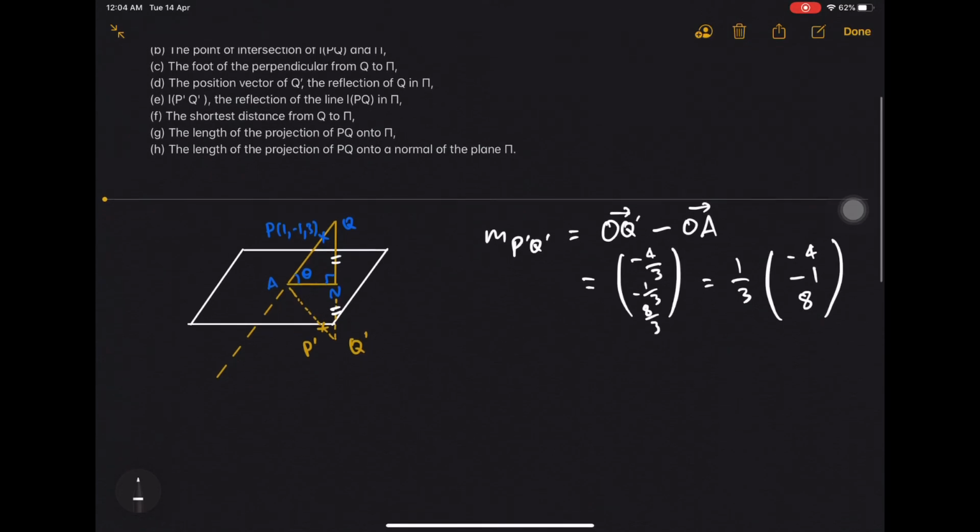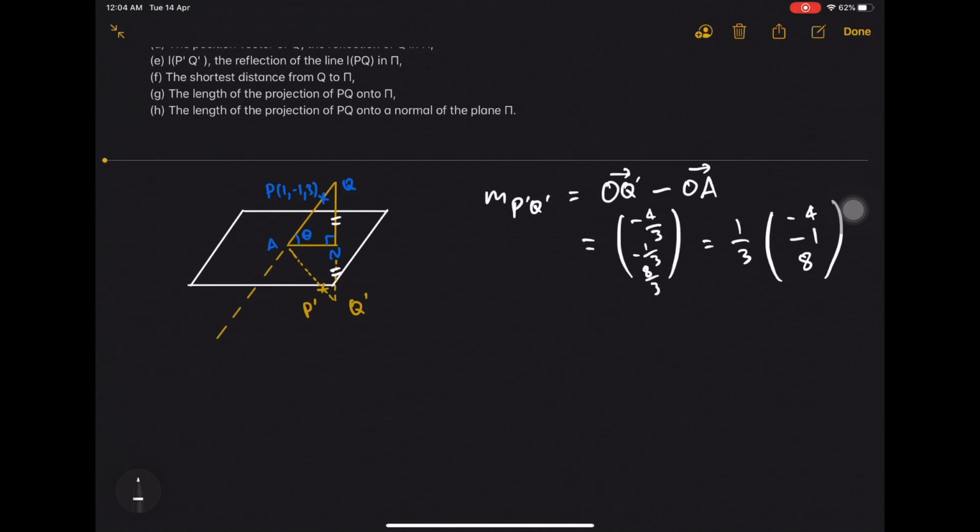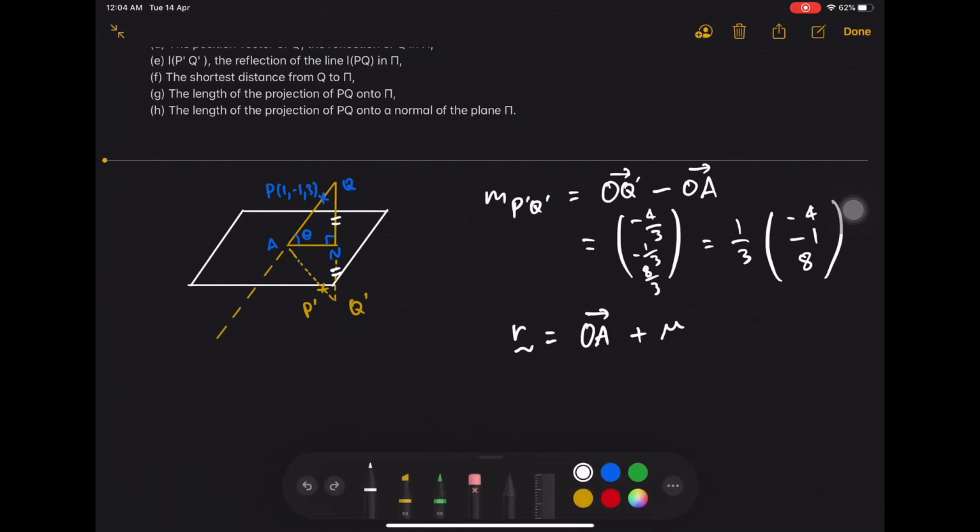So we're going to put it down into the equation for the line P prime Q prime. It's going to look something like this. I'm going to use my coordinate of A. I can use any one of them, Q prime or my A. So I'm going to use my coordinate of A and add it inside here. Later on I'm going to show you how to do that. So this will be my direction vector of P prime Q prime.